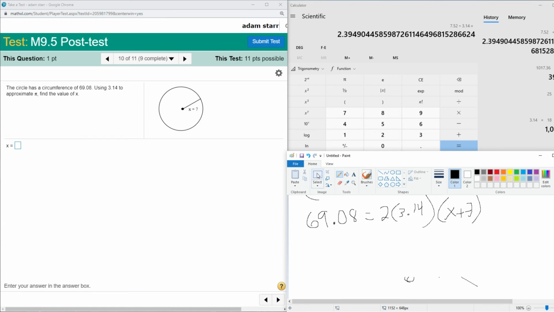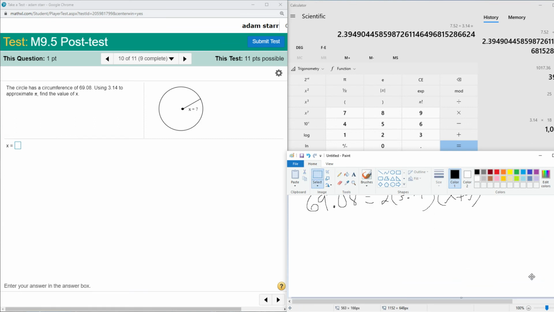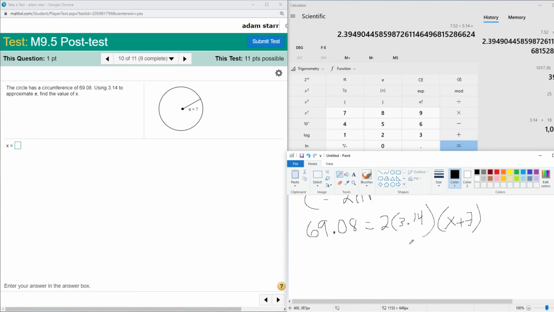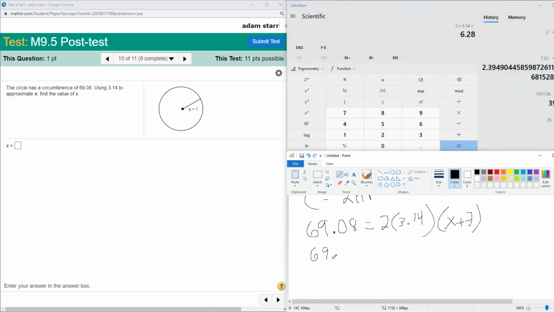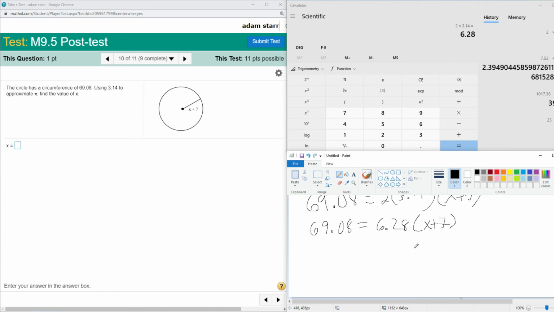So the goal here is to get what x is. Okay, that's what it wants. It wants x. But I have to simplify this equation a little bit to be able to help solve it. So the first thing I'm going to do is multiply 2 times 3.14. Okay, 2 times 3.14 is 6.28. So I have this 69.08 equals 6.28 times this x plus 7, which is my radius.